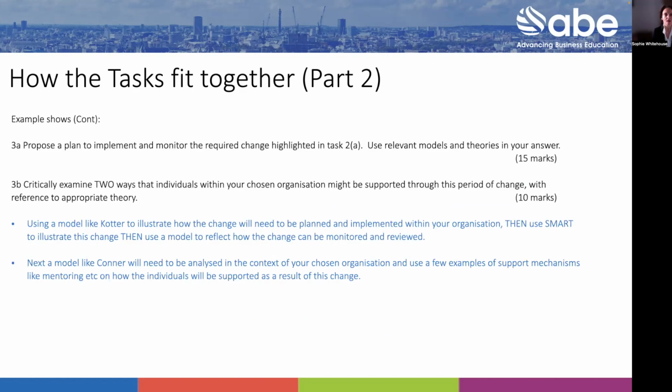Next one. Then we're on to task 3. 3A asks you to propose a plan to implement and monitor the required change highlighted in task 2A. Use relevant models and theories in your answer. 3B, critically examine 2 ways that individuals within your chosen organization might be supported through this period of change with reference to appropriate theory.